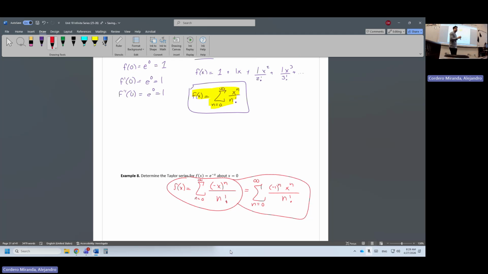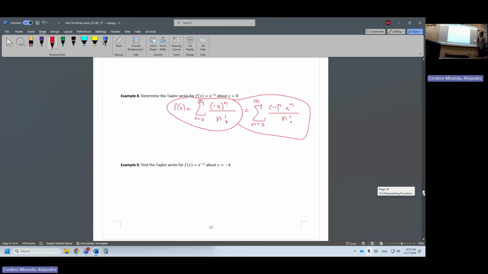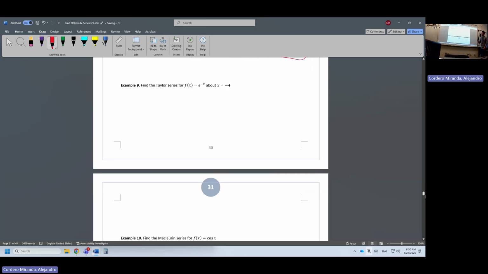And then it kind of looks more like what we're used to with alternating series. Cool! You guys happy? You convinced? You learning? Makes sense? Alright, we're going fast because I don't want to leave any problems for tomorrow. Find the Taylor series for that around x equals -4.